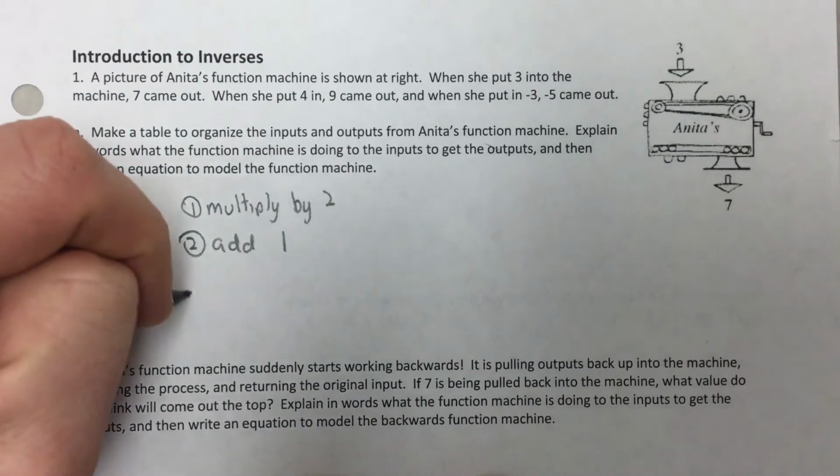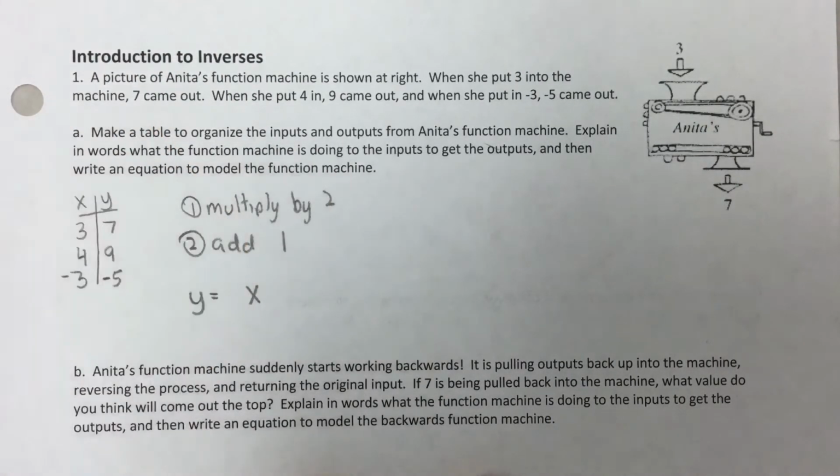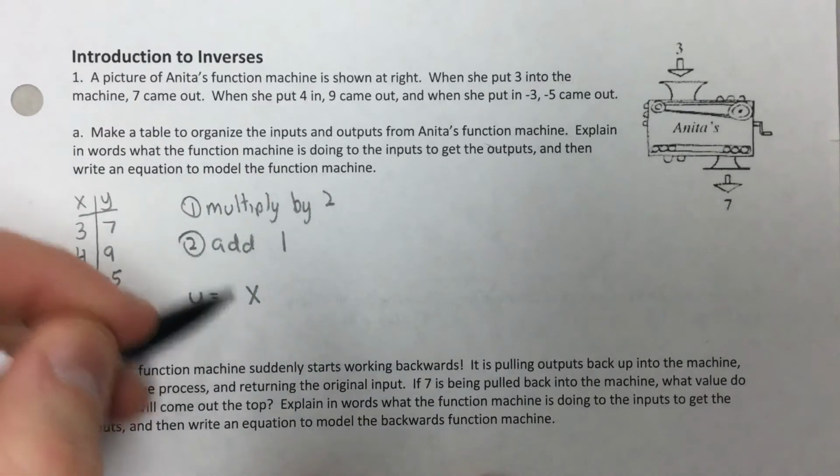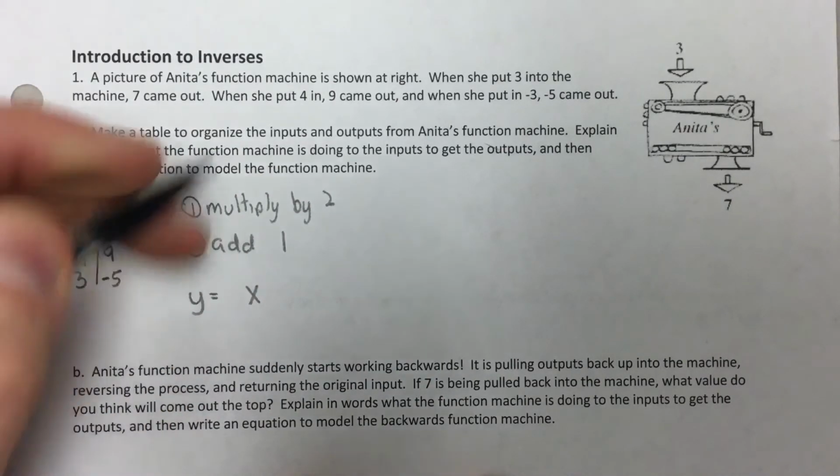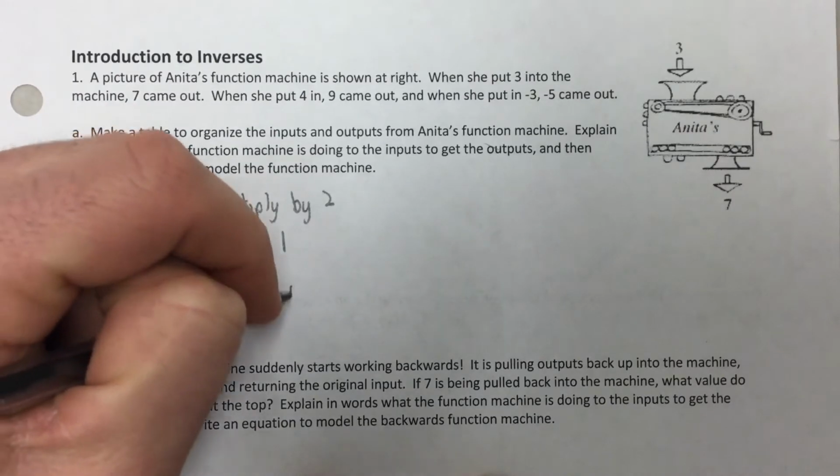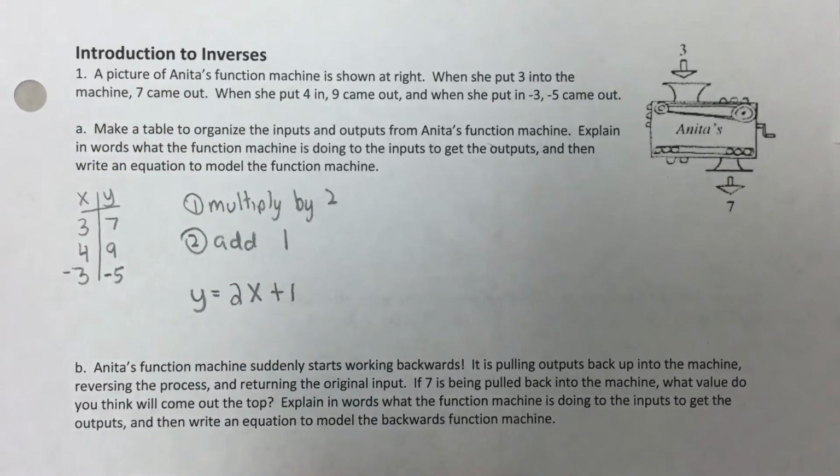And then we're going to write our equation. So I'll start with y equals x. I'm multiplying that x by 2, and then I add 1 to that. So that'd be my equation.